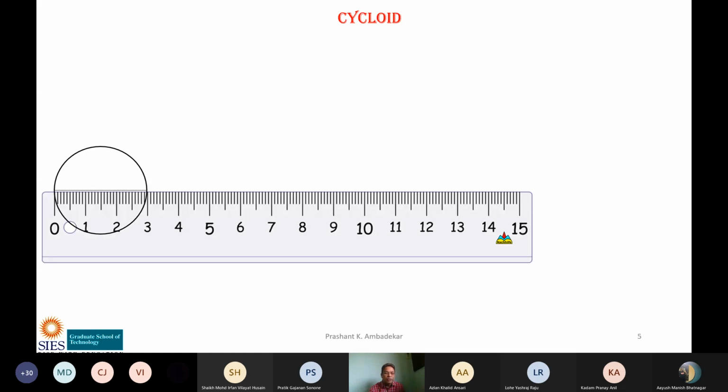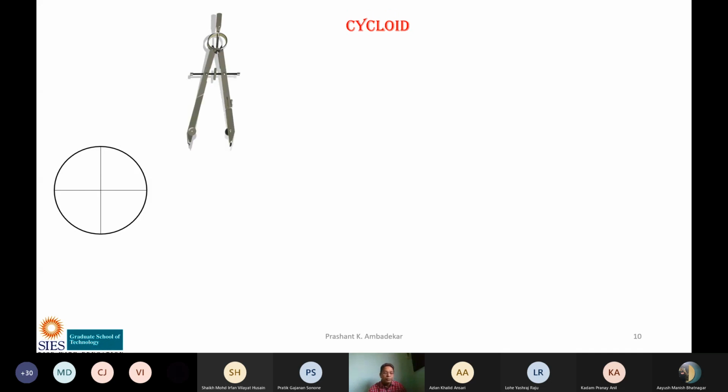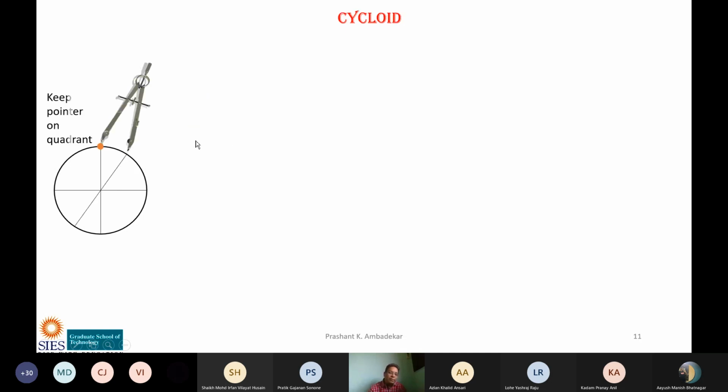Draw a circle. Divide it into 4 quadrants like this: first, second, third, fourth. Now we have to divide the circle into 12 parts. Now how will we divide the circle into 12 parts? Take a compass. There are 2 legs of the compass. One leg is where we have a pointer, and another leg is where we have a pencil. Keep the pointer leg here and the pencil here, and we will draw an arc.